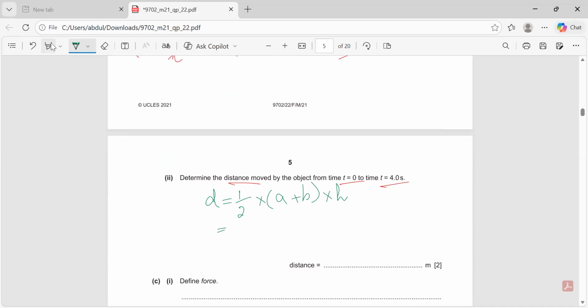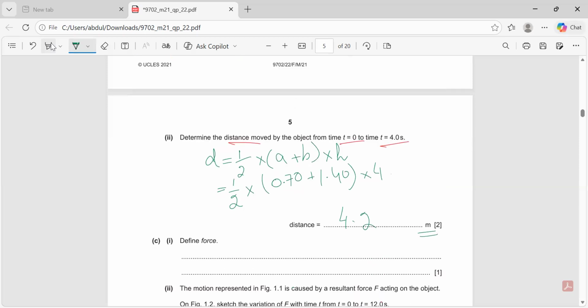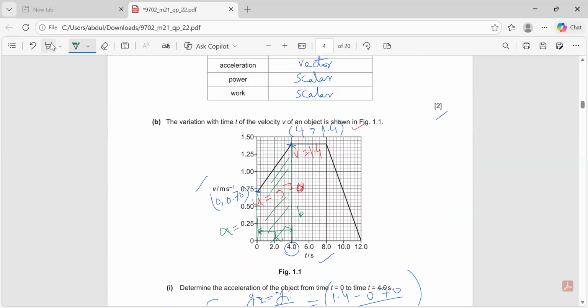So now simply 1 over 2 times, what is A? A is 0.70. What is B? That is 1.40. This is the sum of the two parallel sides, times H, which is equal to 4. And as I'm simplifying this, my dear friends, the answer comes to be 4.2. And already it is in what? Meters. I'm sure this is very simple, but don't be fooled here.